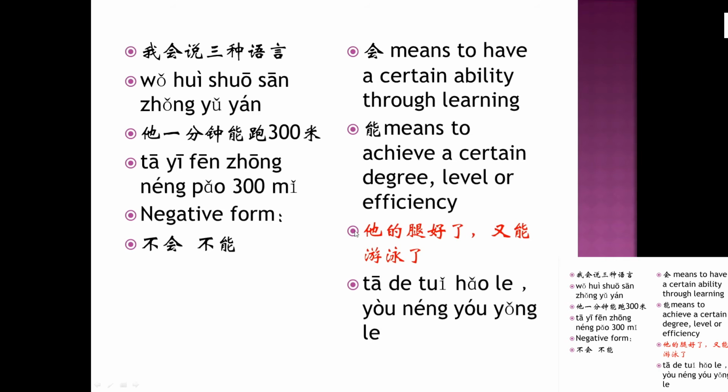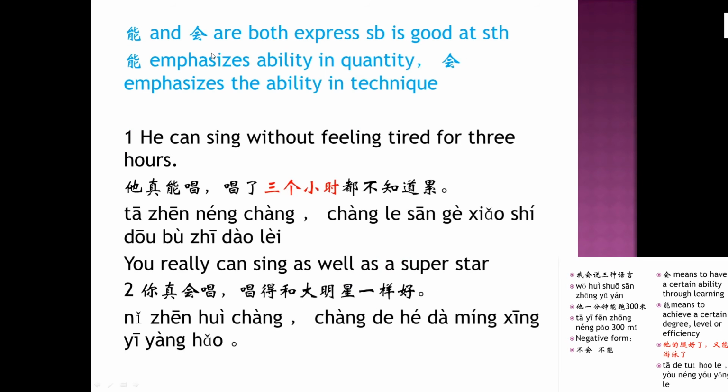So this example has another meaning, like 他的腿好了，又能游泳了. So here 能 means that you have the ability that is recovered. So his leg is good now, or his leg recovered, and he can swim again. 他的腿好了，又能游泳了.